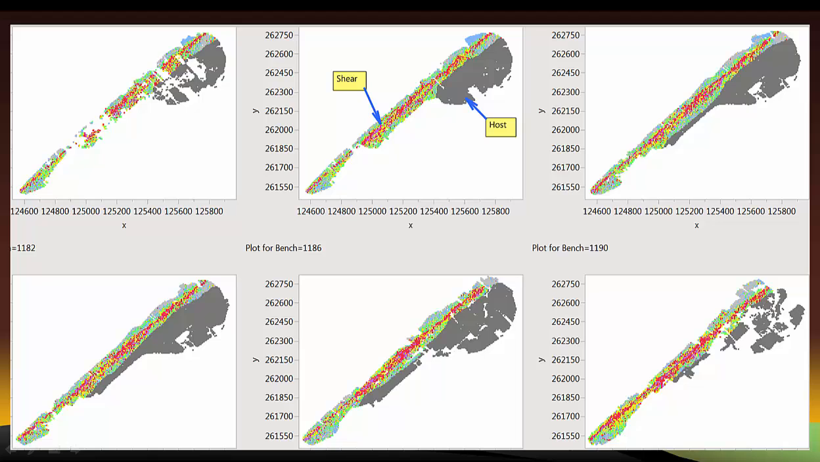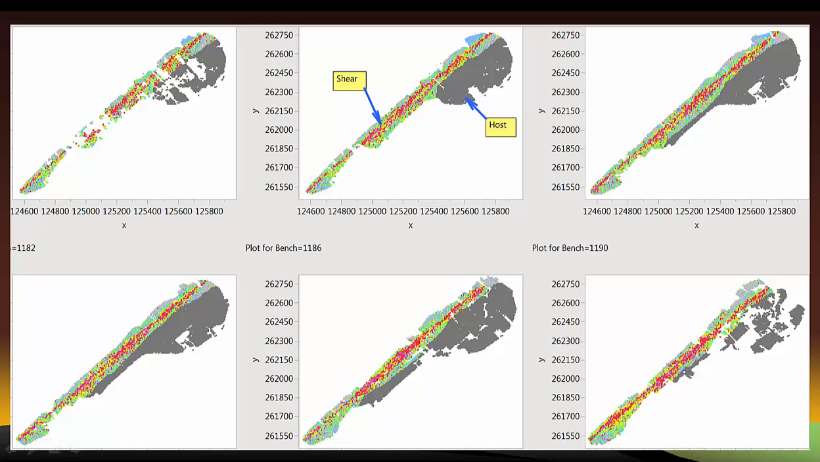The other domain is the footwall domain. You can recognize it by the dark patches on all 6 levels. Remember, the gold grades within the footwall are much lower than those in the shear domain, and their spatial patterns are not as well defined as the mineralization patterns within the shear zone.